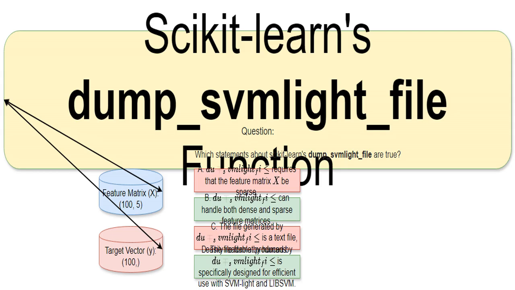I'm talking about a function called dump_svmlight_file from the Sklearn library. It's used to save data in a specific format that's easily understood by svmlight and libsvm, which are popular tools for support vector machines.